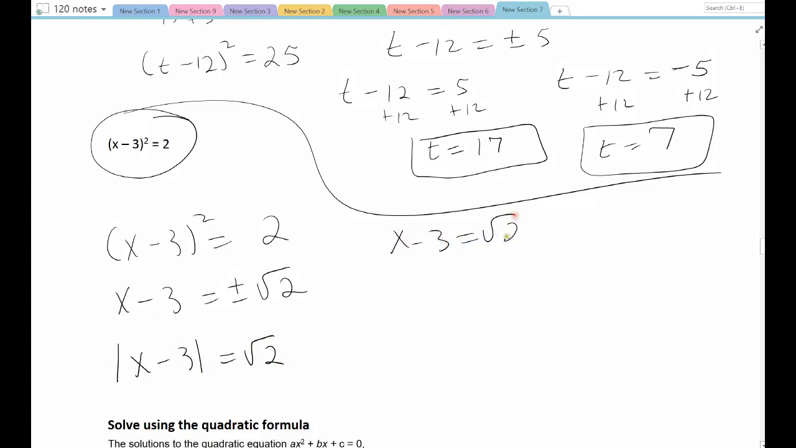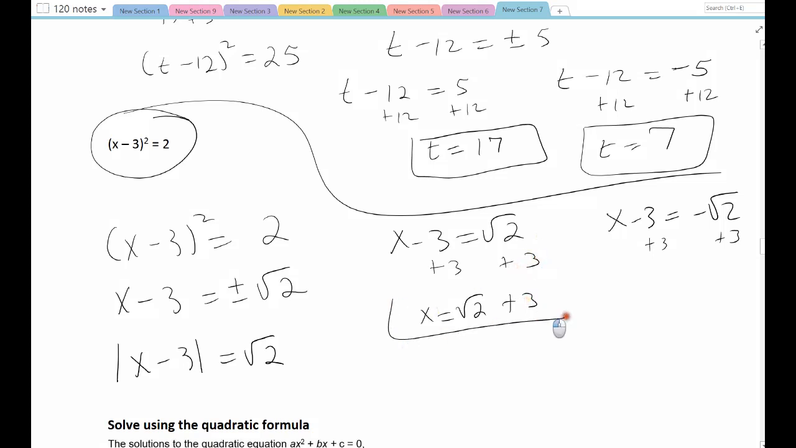X minus 3 equals the square root of 2. X minus 3 equals the negative square root of 2. And then you solve. So x equals square root of 2 plus 3. That was a plus 3. And leave it exact. A lot of times we want these exact. So it's exactly square root of 2 plus 3. And this one would have been x equals negative square root of 2 plus 3. And it's exactly negative square root of 2 plus 3.